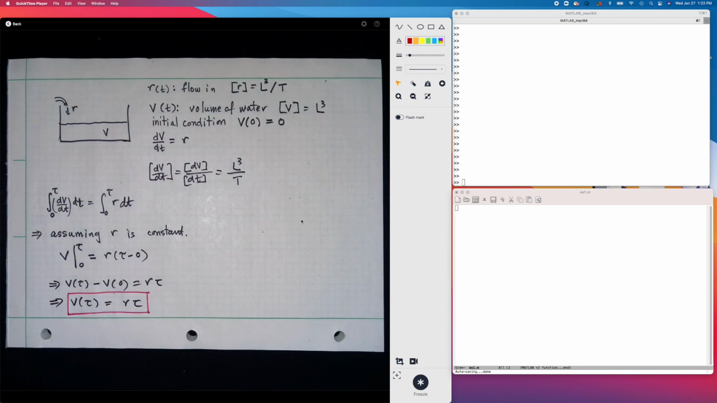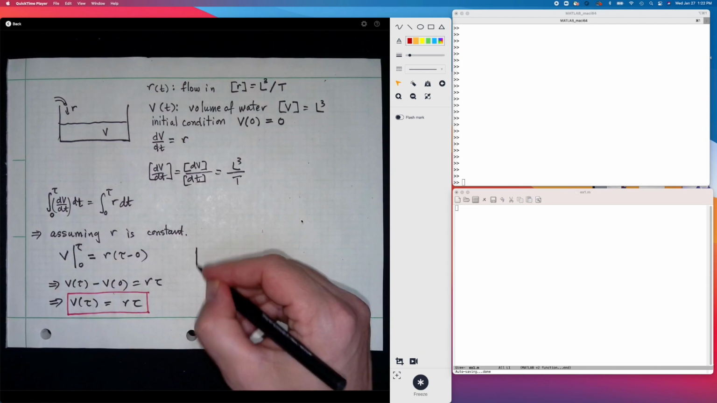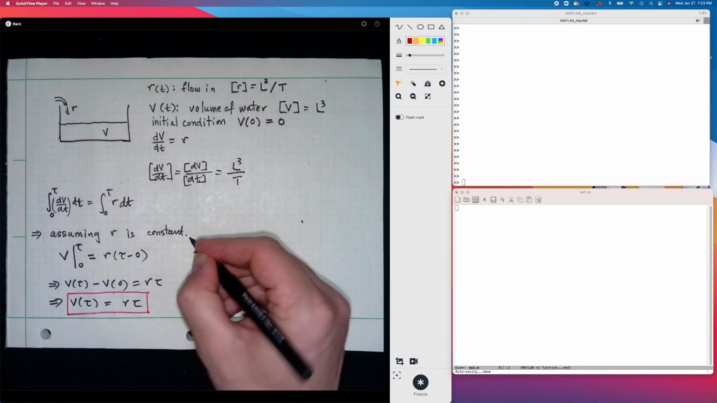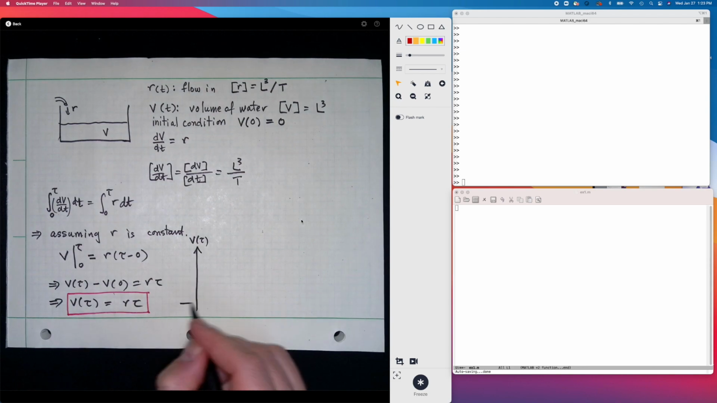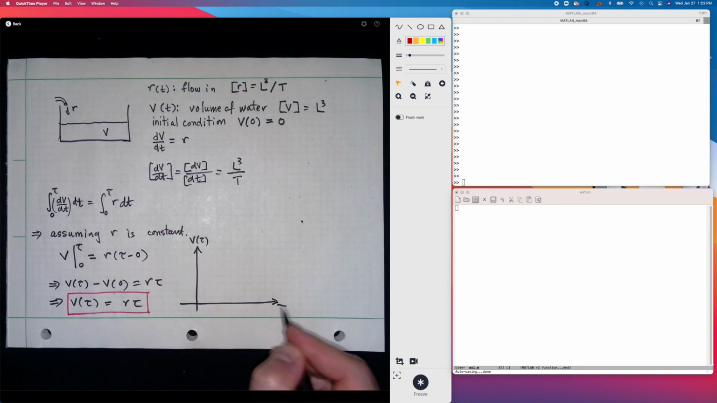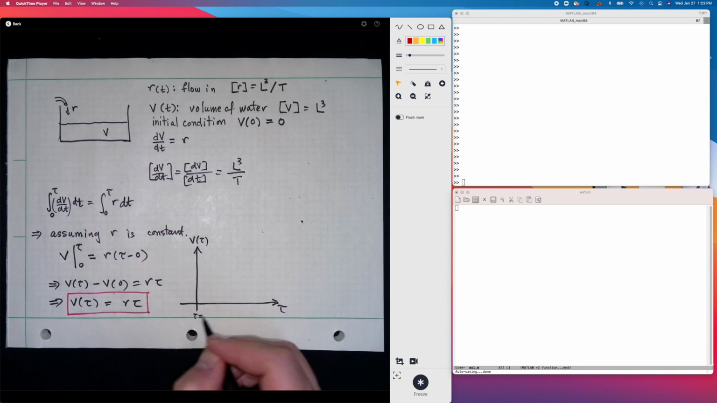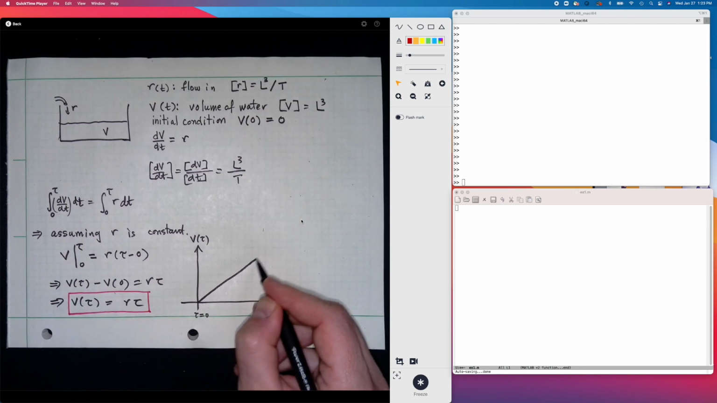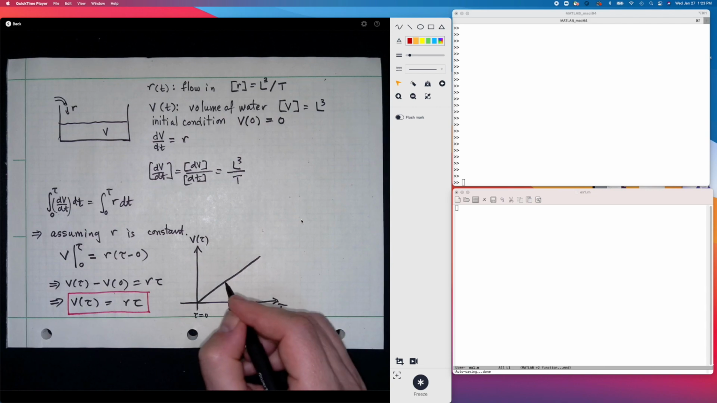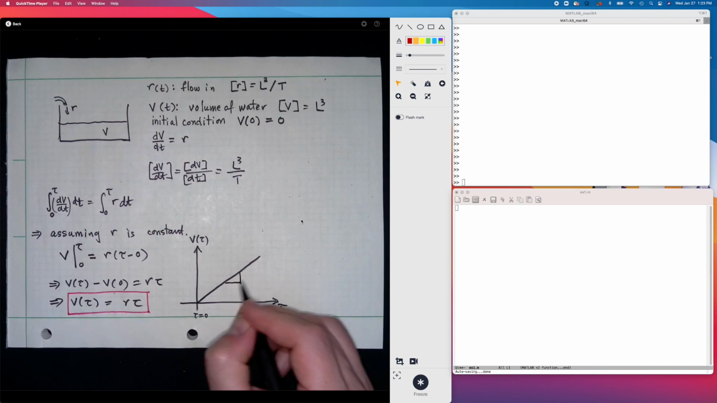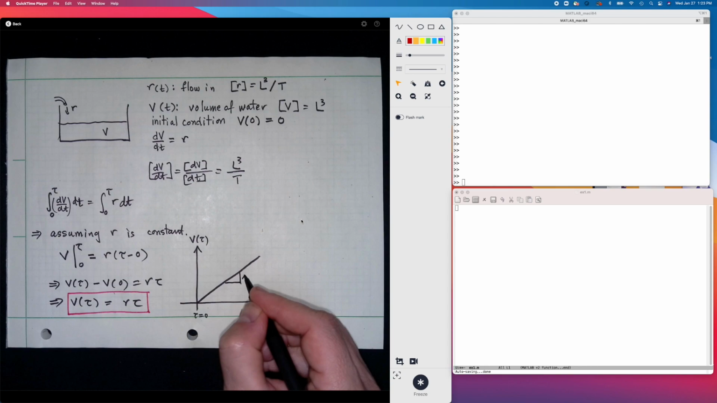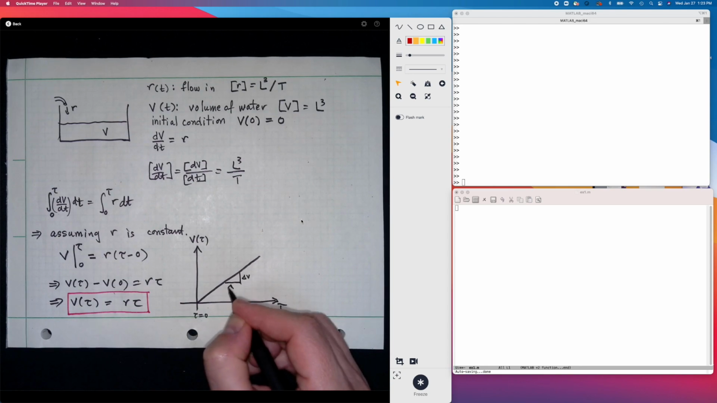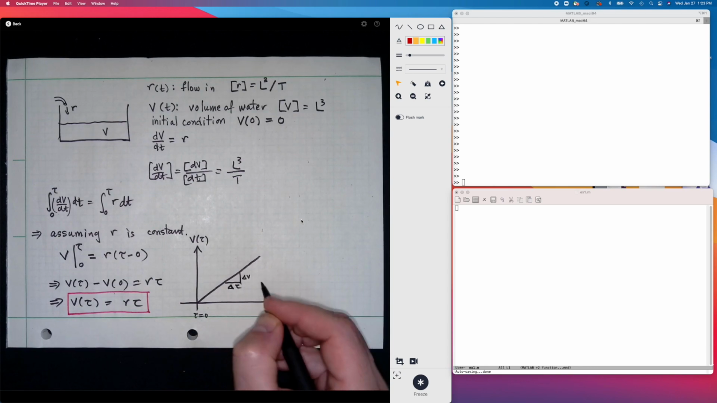And if I graph the solution, it's going to be simple. We have V of tau, and we have tau. If this is tau equals 0 at this time, then the graph just increases at a rate R. So the slope here, the rise over the run, delta V over delta tau, is equal to R.